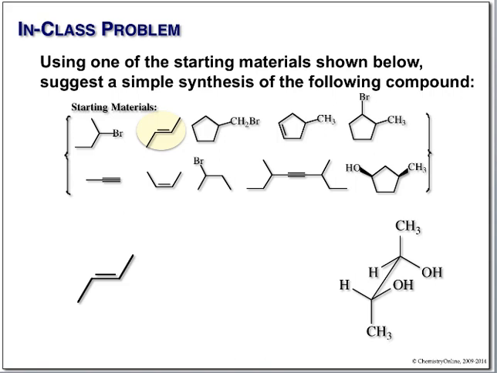Now all you have to do is write down the reaction conditions. Remember, to make a 1,2 diol out of an alkene, we simply need permanganate in base. Permanganate in acid, remember, splits it. Permanganate in base makes the 1,2 diol. Cis stereochemistry.